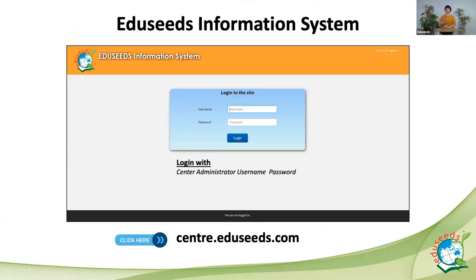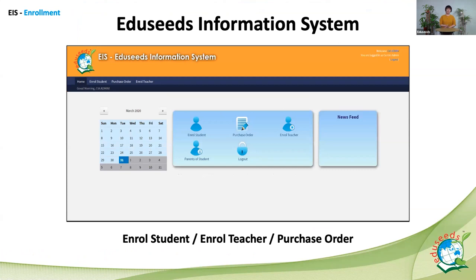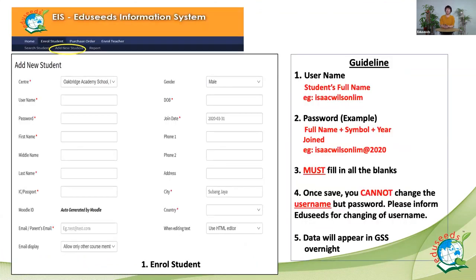Once you log in, the website is central.eduseeds.com. So once you log in, you will see the login site. You key in the center's administrator username and the password. Then it will lead you into this site. From this site, you will be able to see enroll students, enroll teachers, and the purchase order. All right, from here, once you click on add students, it will lead you into this site.